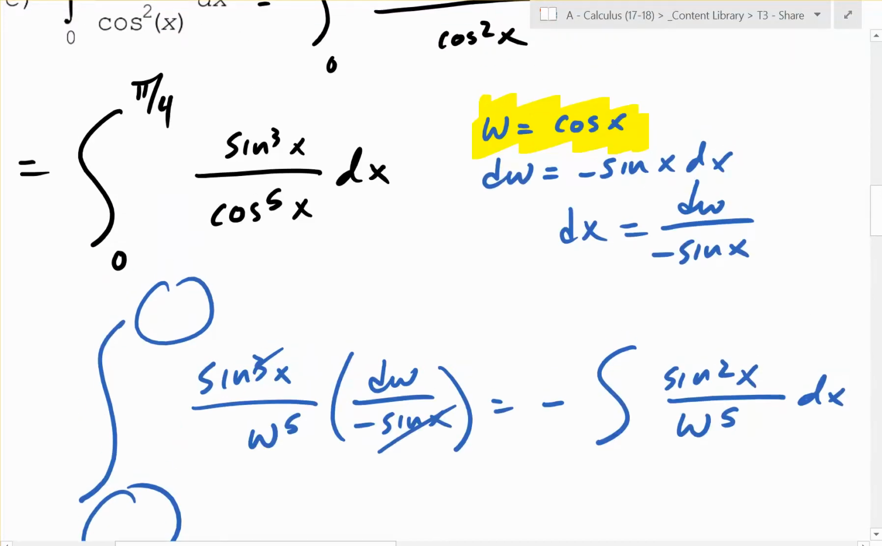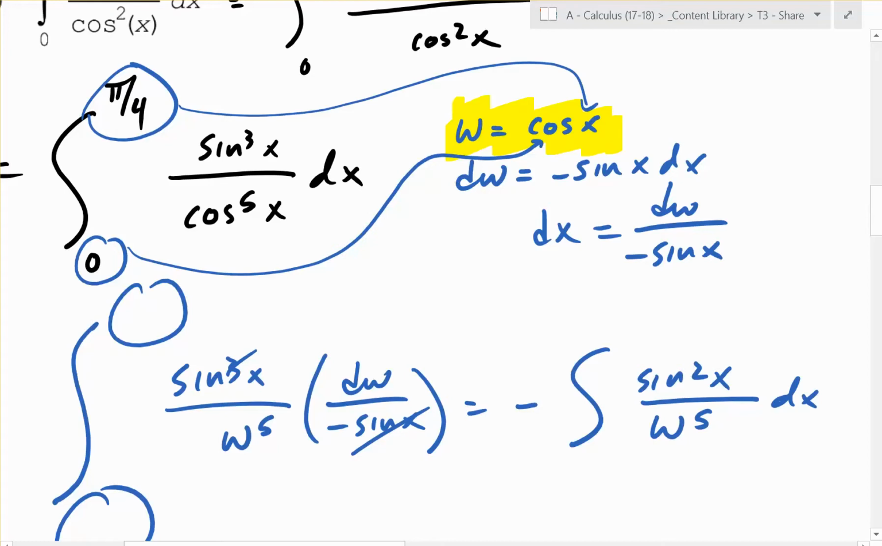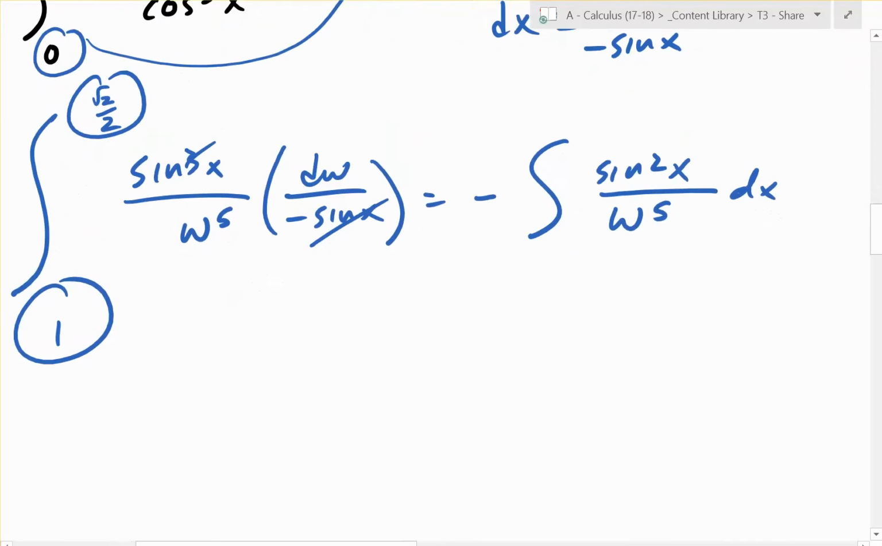Let's do that now. So if we were to put limits of integration, pi over 4 has to go in here to cosine, and so does 0. Cosine of pi over 4 is root 2 over 2, and cosine of 0 is 1. So now we're fully in w land.